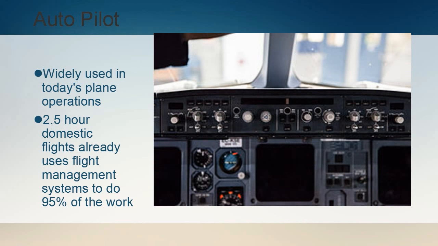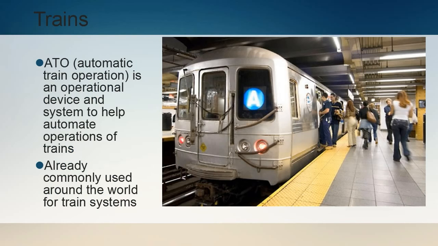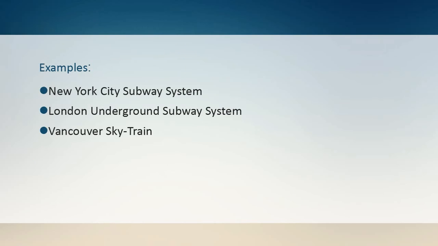Autopilot. Widely used in today's plane operations. 2.5-hour domestic flights already uses flight management systems to do 95% of the work. Trains. ATO, automatic train operation, is an operational device and system to help automate operations of trains. Already commonly used around the world for train systems. Examples: New York City subway system, London Underground subway system, Vancouver SkyTrain.